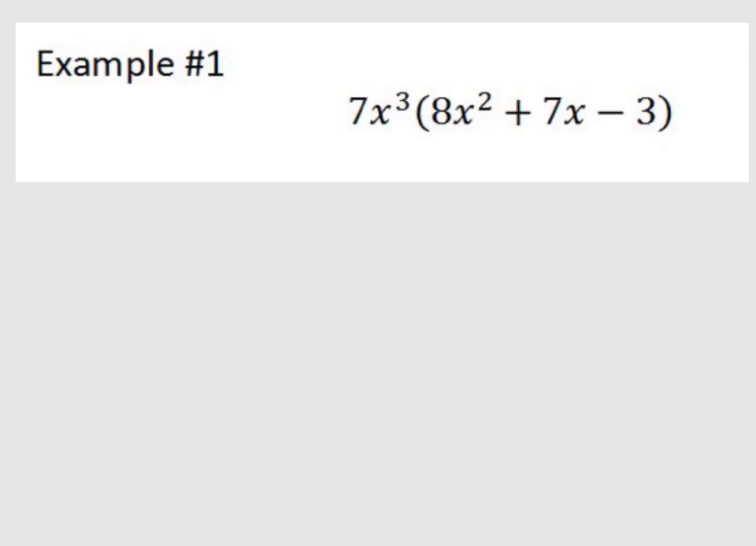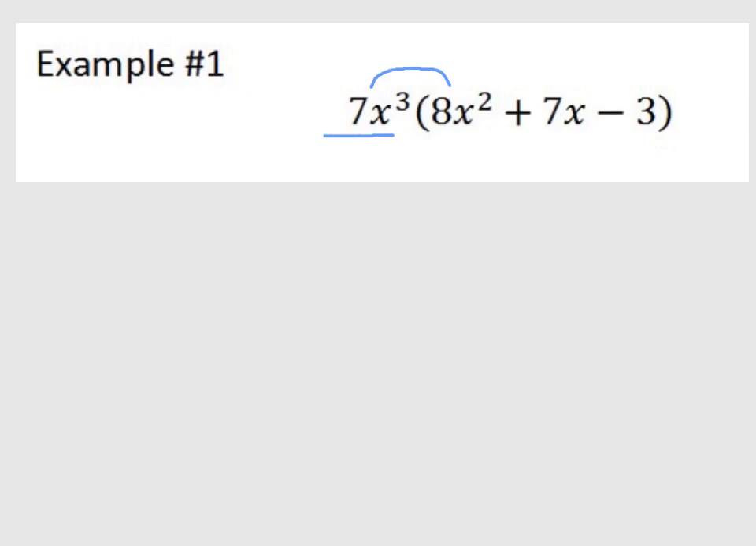So example number 1. We have a monomial being multiplied by a trinomial. So what we do is we take the monomial and we're going to distribute it, just like the normal distributive property. Okay, when we multiply, we want to multiply the coefficients. And if you remember, when you multiply exponents, what you're really going to do is you're going to take those two exponents and add them together.